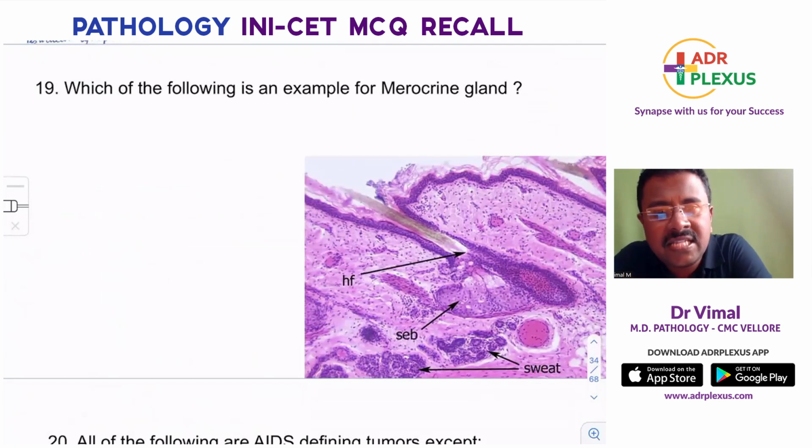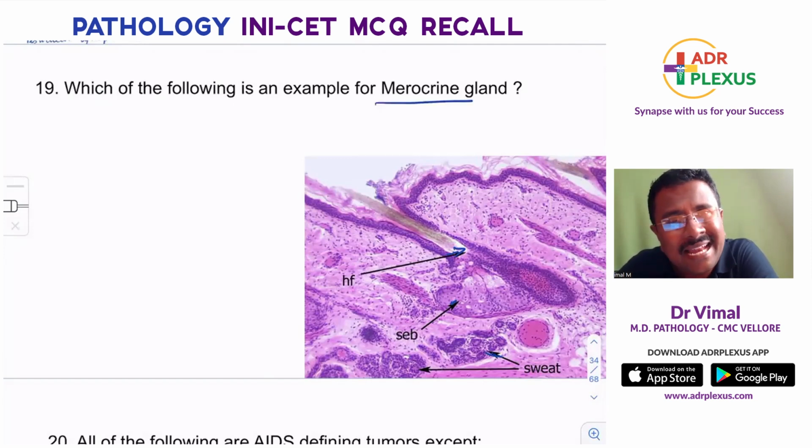Then this question: the examiner has given an image of the histology of skin with the epidermis and dermis, and has highlighted various adnexal structures, for example a hair follicle, the sebaceous glands, and the sweat glands. The examiner asked what is an example of a merocrine gland. What are merocrine glands? Merocrine glands are those which secrete their secretions.